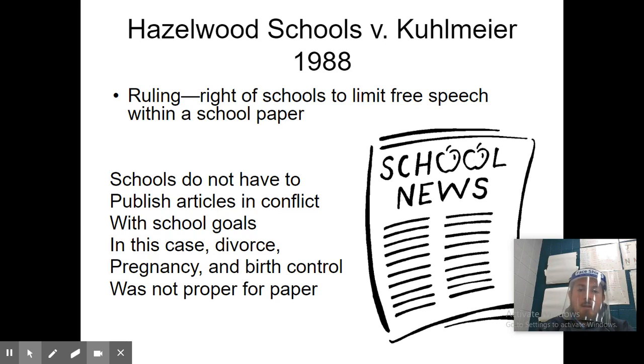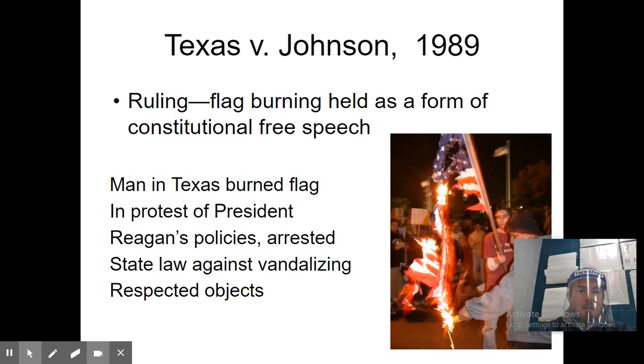Hazelwood Schools versus Kuhlmeier. This happened in 1988. The ruling was it was the right of schools to limit free speech within the school paper. The school paper was putting things in that were of personal natures like divorce, pregnancies, and that kind of stuff. So the Supreme Court ruled that those things don't have a place in the school paper. It has to fall into some school goal and not under some personal matter. So basically, what is proper and not proper for a school newspaper.